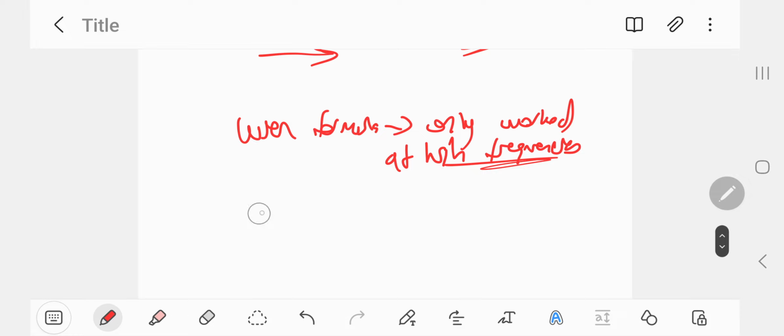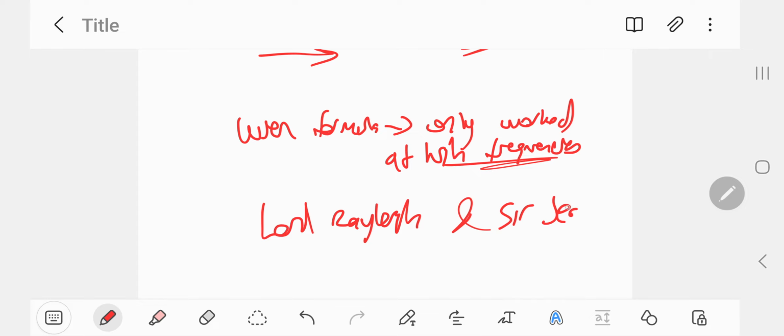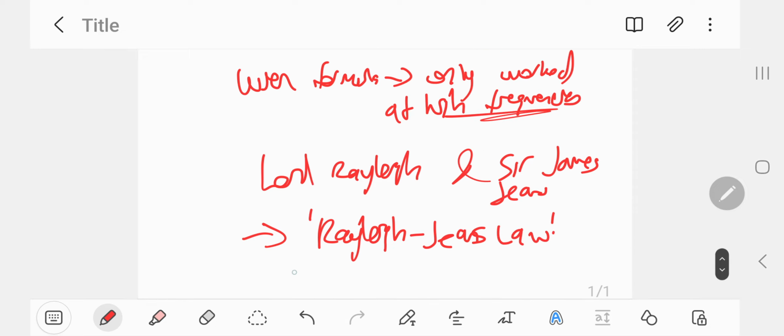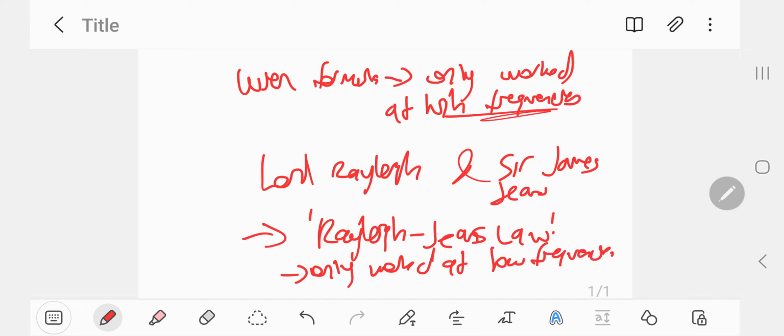Then English physicists Lord Rayleigh and Sir James Jeans also used electromagnetic waves in their theoretical explanation of what was happening. Their theory is now called the Rayleigh-Jeans law. And this actually worked, but it only worked at low frequencies, in contrast to the Wien formula, the Wien law. Which was a real shock, and physicists at the time didn't know what was happening.